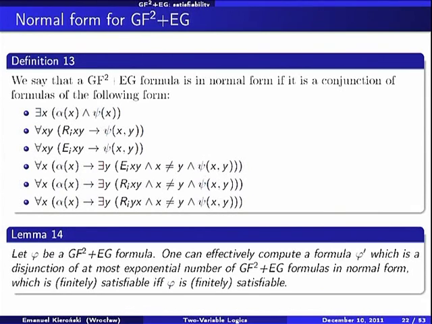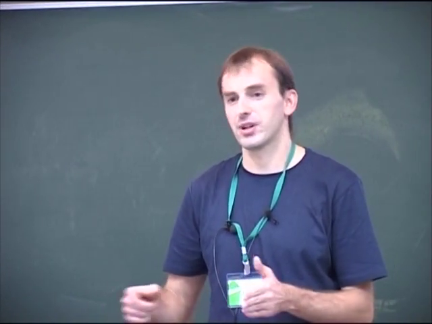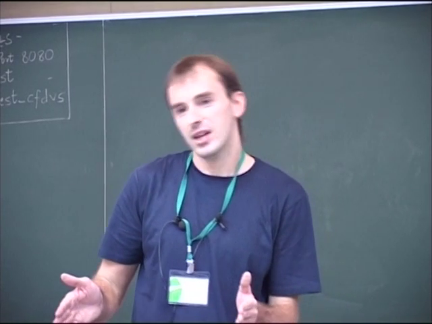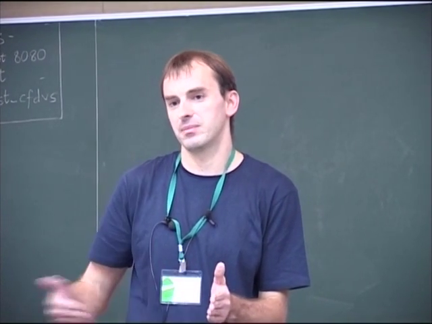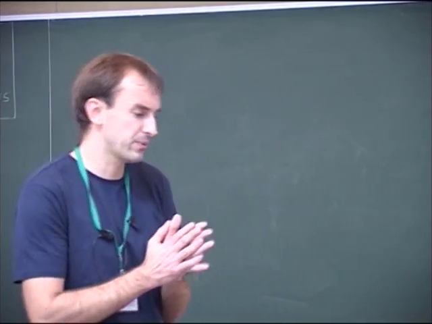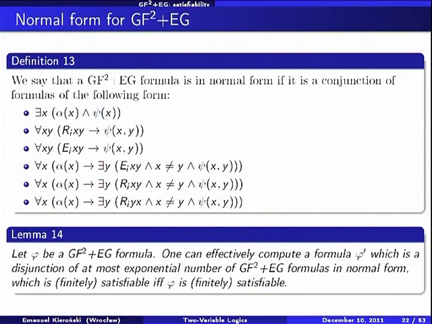Okay, so going back to this lemma, we show that for every formula we can compute a disjunction of normal form formulas. In our proof, we can simply compute such a disjunction of normal form formulas, because we are going to use nondeterministic exponential time, so there is no problem with this. And we can simply check each of them separately, checking if one of these subformulas is satisfied. So in fact, now we restrict our attention to formulas in normal form.